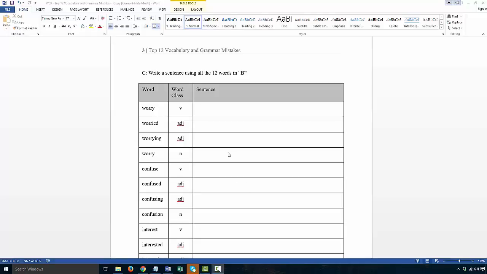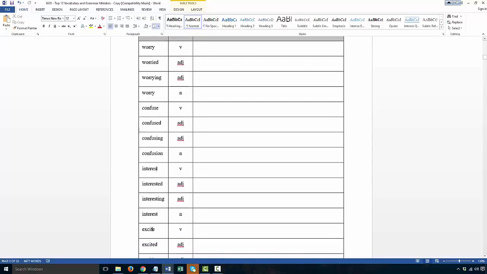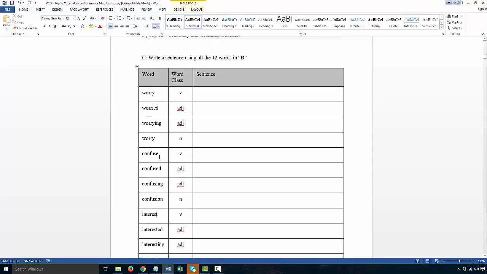Okay, guys, this is the part of the homework whereby I get you to firstly fill in the rest of the words I would have told you in class already. So we have 4 words: worry, confuse, interest, and excite. And so you have to fill in worried, worrying. These are both adjectives.